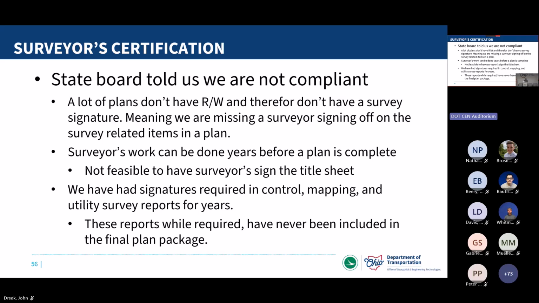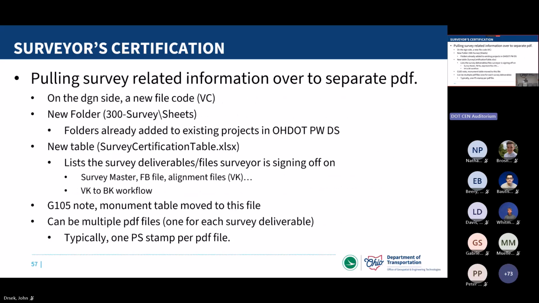So let's go over kind of what we're going to do here. So kind of alluded to it a little bit earlier with the workspace updates. So basically, we're pulling the survey stuff to a separate PDF, kind of like we did when we implemented digital signatures. We pulled right away to a separate PDF. We pulled like the signatures we didn't care about to another PDF. We're going to do the same thing here.